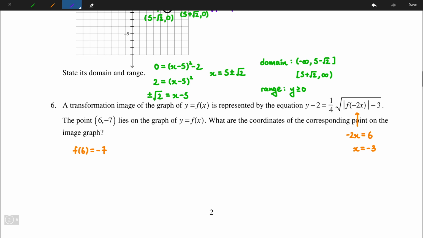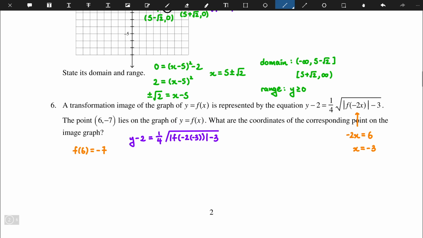So what happens then? Well, then we have y minus 2 is equal to 1/4 the absolute value of f of negative 2 times negative 3, if we let x equal negative 3 here. And then all of this will be minus 3, and that's all going to be underneath a square root sign. So we know that negative 2 times negative 3 here is going to give us 6. So let's simplify that term.